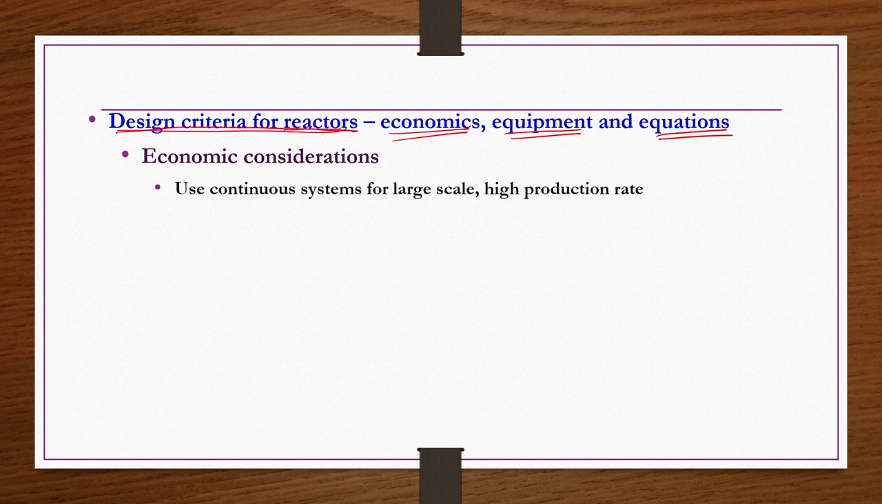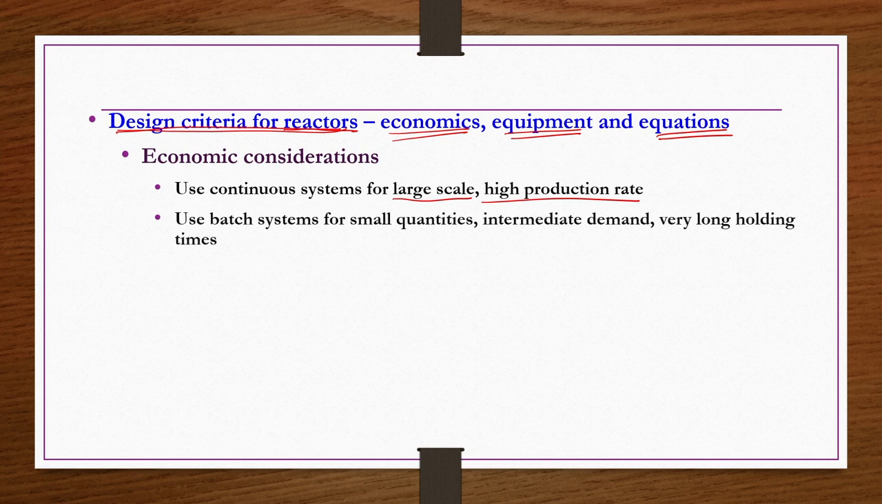So, use continuous systems for large scale, high production rate. If you need a large scale and high production rate plant, then you had better go for continuous systems. Use batch systems for small quantities, intermediate demand, very long holding times. If the reaction holding time is very long and only small quantities are sufficient. 1 or 2 tons is a kind of small quantity only. Hundreds of tons per day, then it's a large quantity, right? Most of the pharmaceuticals are small quantity industries. So most of the pharmaceutical reactors are batch type reactors.